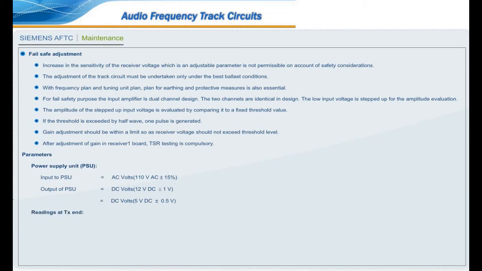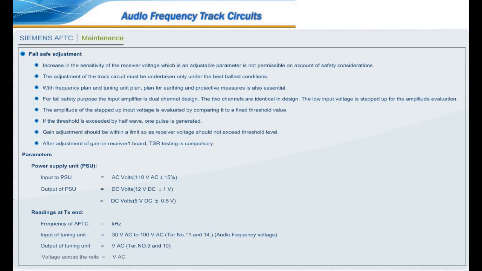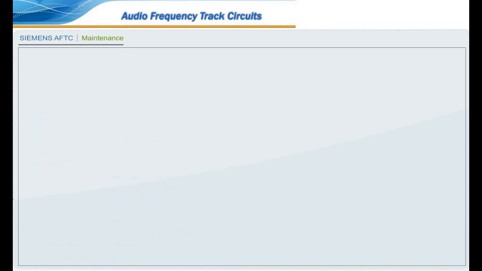Readings at TX end. Frequency of AFTC: measure the frequency. Input of tuning unit is 30 volt AC to 100 volt AC, terminal number 11 and 14, audio frequency voltage. Output of tuning unit: measure the voltage AC, terminal number 9 and 10. Voltage across the rails: measure the voltage AC.